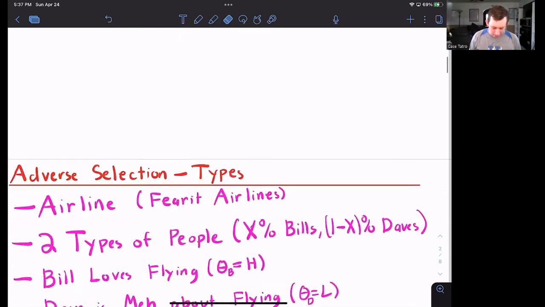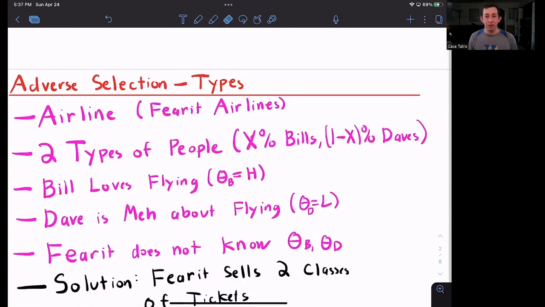Let's go ahead and start talking about this airline. This airline is going to be a made-up airline. I call them Spirit Airlines.